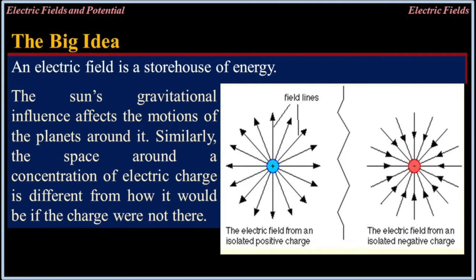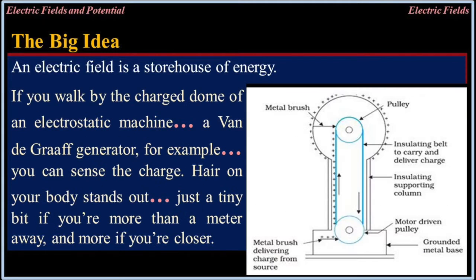Similarly, the space around a concentration of electric charge is different from how it would be if the charge were not there. If you walk by the charged dome of an electrostatic machine, a Van de Graaff generator, for example, you can sense the charge. Hair on your body stands out just a tiny bit if you're more than a meter away, and more if you're closer.